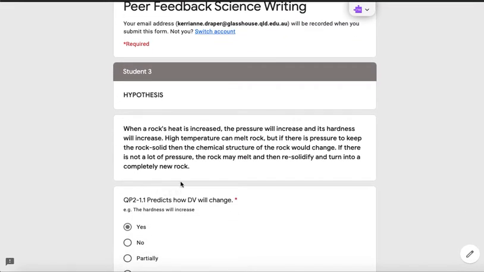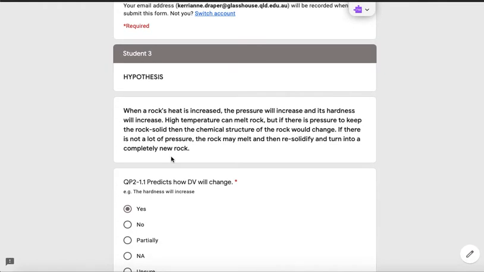Now, here's their response on this student here for their hypothesis. Okay, they've given it a really decent go writing hypothesis. So their hypothesis was, what is going to happen to a sedimentary rock when we heat it up? What's going to happen to its strength and its hardness? And this student has written, when the rock's heat is increased, the pressure will increase and its hardness will increase. The high temperature can melt rock, but if there is pressure to keep the rock solid, then the chemical structure of the rock will change. If there is not a lot of pressure, then the rock may melt and re-solidify and turn into a completely new rock.